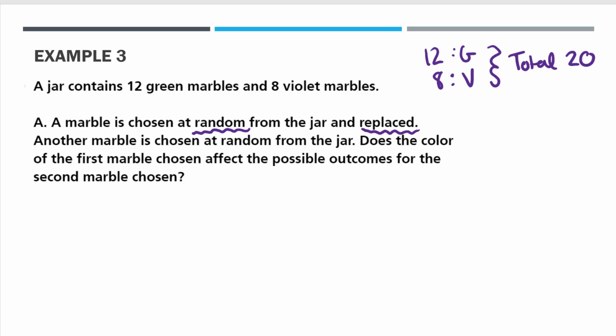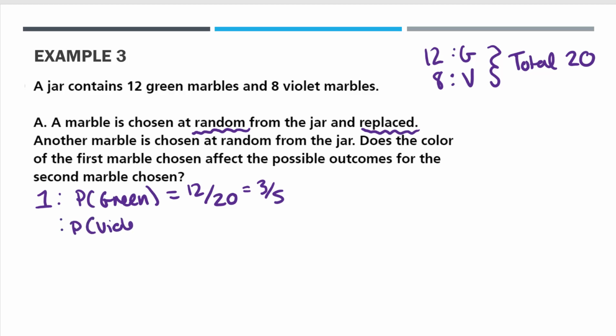Does the color of the first marble affect the possible outcomes for the second marble? So here's the first marble. The probability of picking a green is 12 out of 20, which simplifies to 3 out of 5. The probability of a violet is 8 out of 20, which is 2 out of 5.